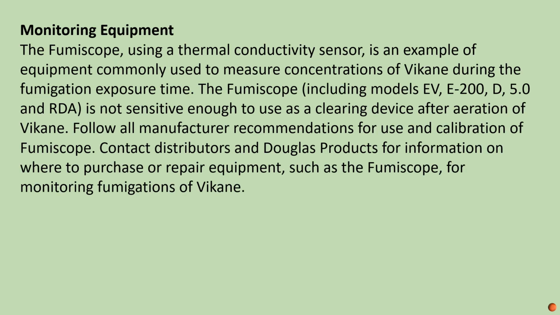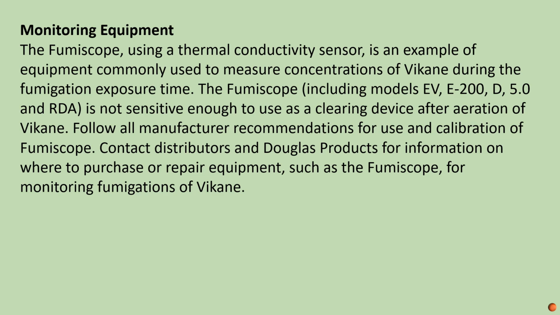Monitoring equipment. The fumoscope using a thermal conductivity sensor is an example of equipment commonly used to measure concentrations of Vikane during the fumigation exposure time. The fumoscope, including models EV, E-200, D 5.0, and RDA, is not sensitive enough to use as a clearing device after aeration of Vikane. Follow all manufacturers' recommendations for use and calibration of the fumoscope. Contact distributors and Douglas Products for information on where to purchase or repair equipment such as the fumoscope for monitoring fumigations of Vikane.